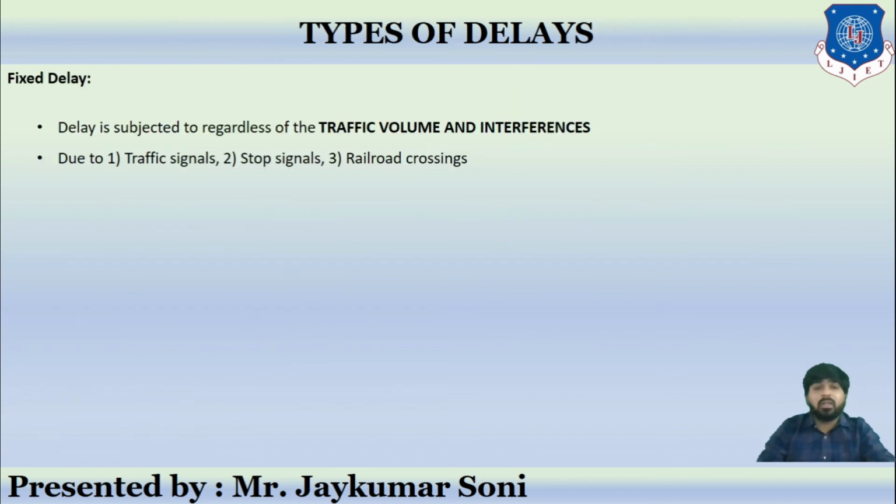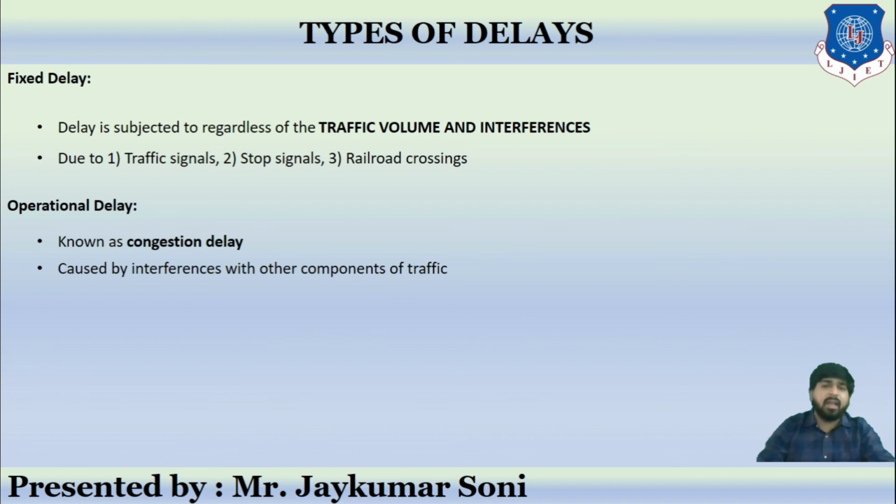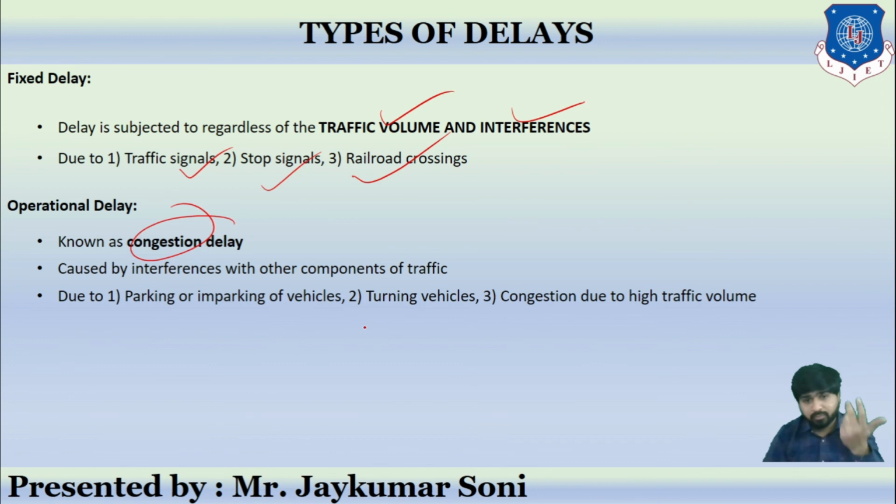There are two types of delay. One is called fixed delay and another one is called operational delay. Fixed delays are the delays which you cannot avoid, in which the traffic volume and interferences do not play any role. These are due to various kinds of structures such as traffic signals, stop signs, railroad crossings, and such things. And operational delays are the delays that are caused by the traffic volume and interferences. That involves turning vehicles and congestion. If vehicles are not parked adequately on the road, they can cause congestion. So these are the things.